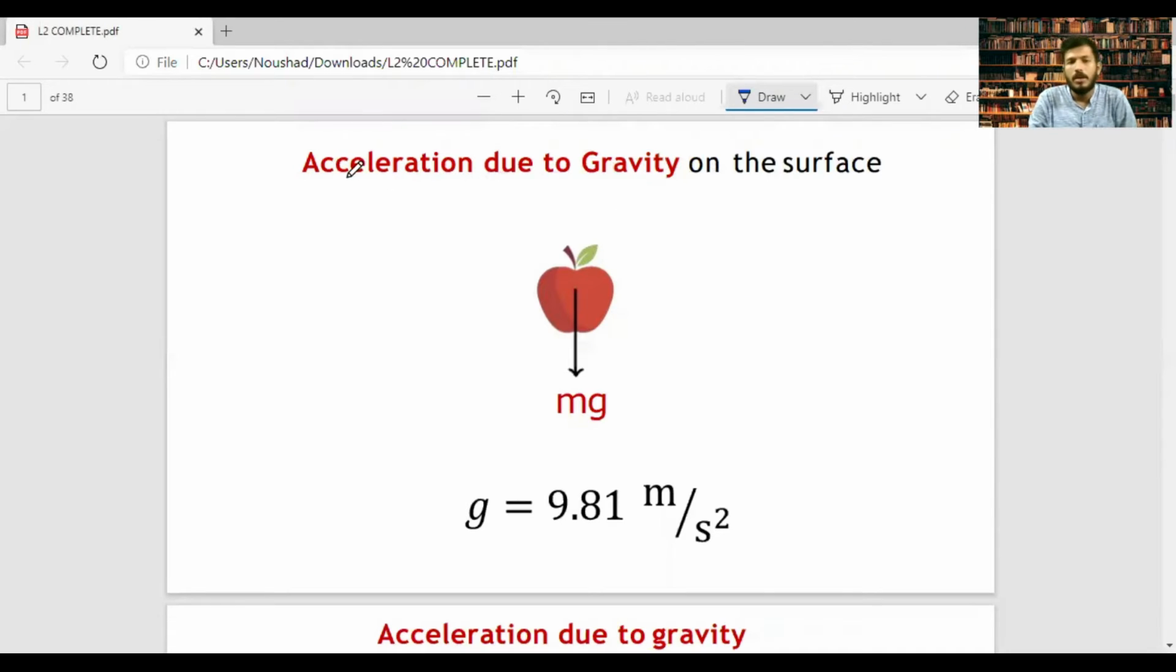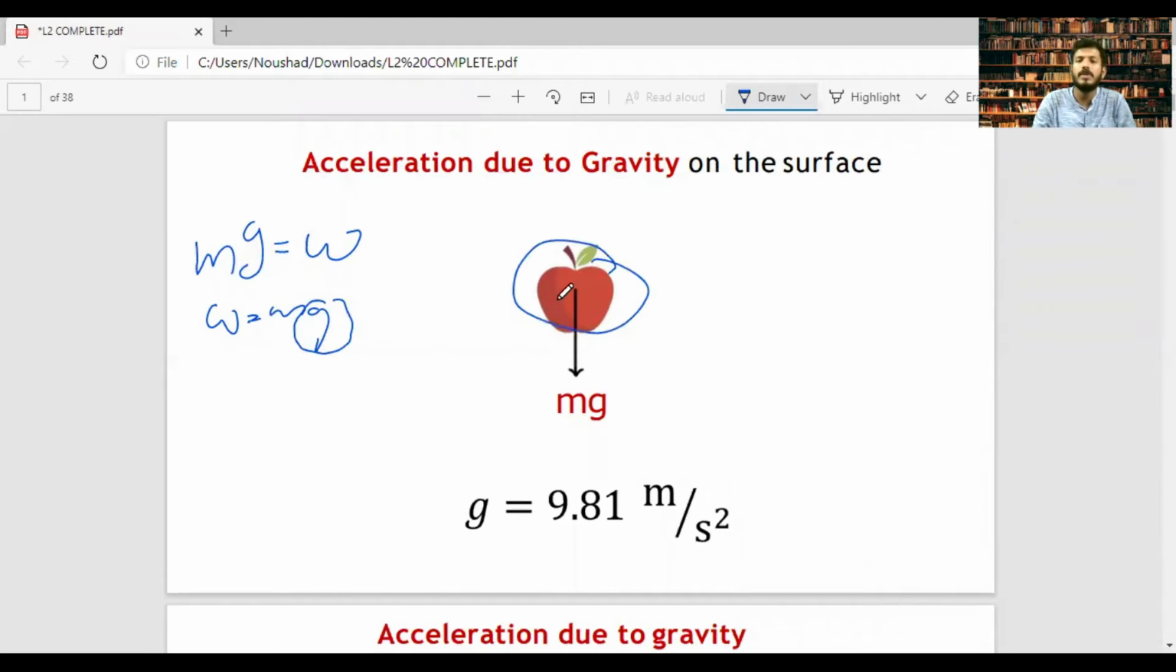Next, we move to acceleration due to gravity. It's a very simple concept. Acceleration due to gravity can be represented as small letter g. We all know that weight is equal to mg. It's a very simple equation. W equal to mg. But here that g is called acceleration due to gravity.